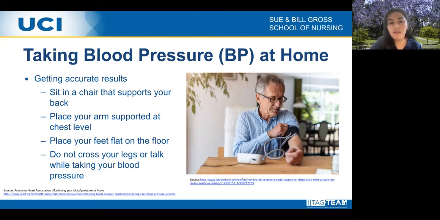To make sure of that, you should start by making sure that you're sitting in a chair that supports your back. Then you want to place your arm at chest level, and you also want to make sure that it's supported. So in the picture, the man has his arm resting on the table and it's at chest level. Next, you're going to want to make sure that your feet are flat on the floor and making sure not to cross your legs or talk while you're taking your blood pressure.